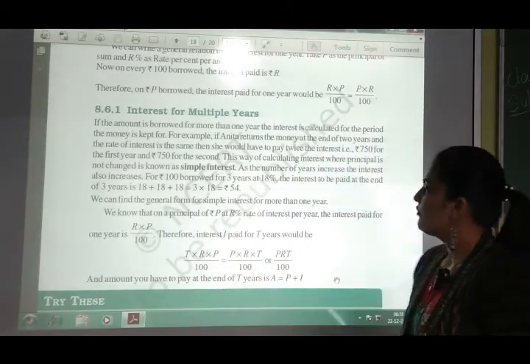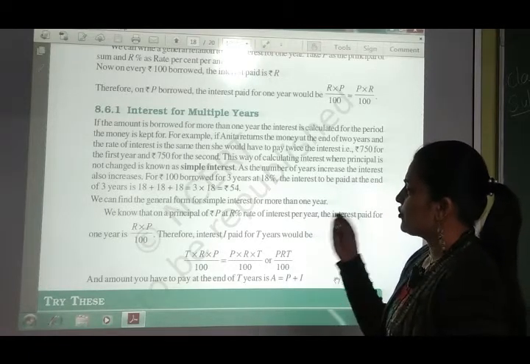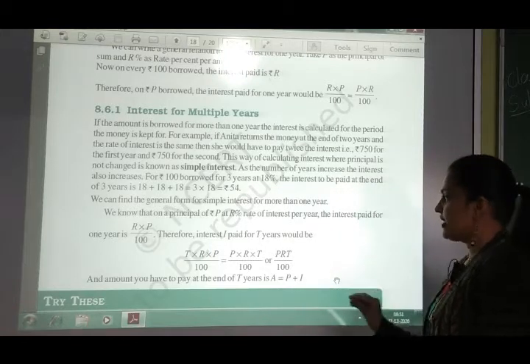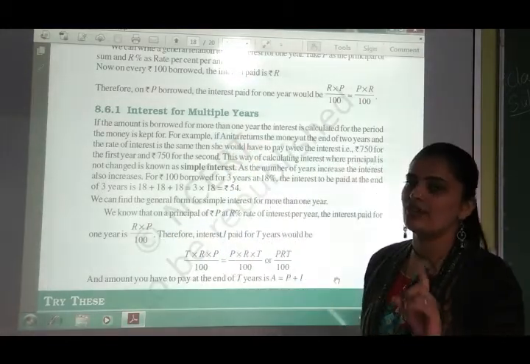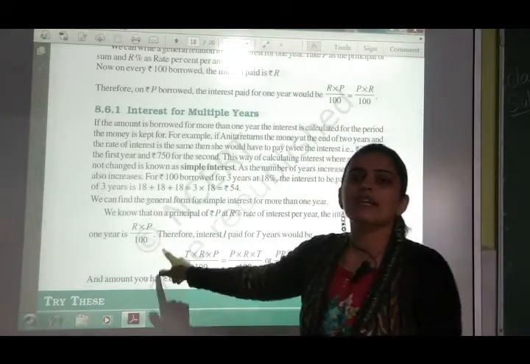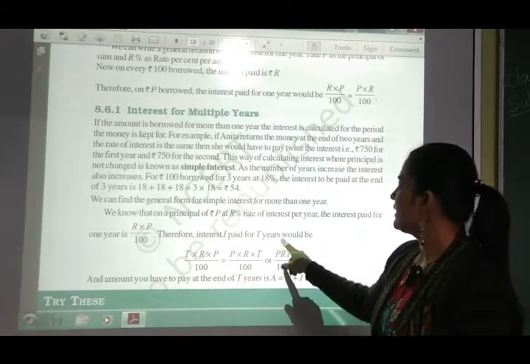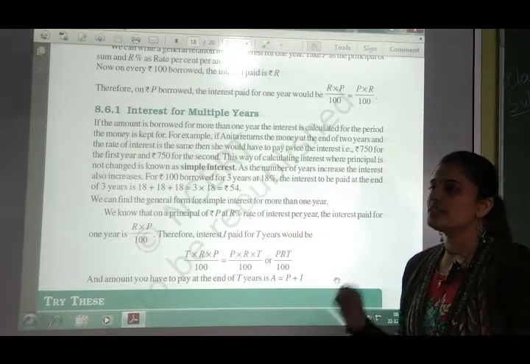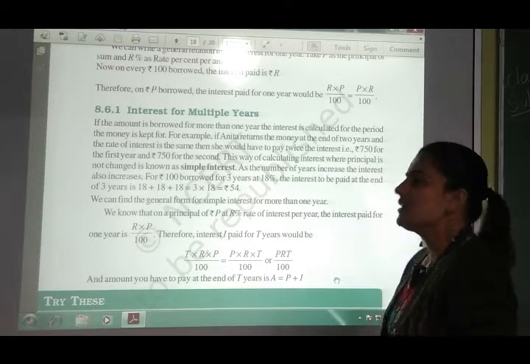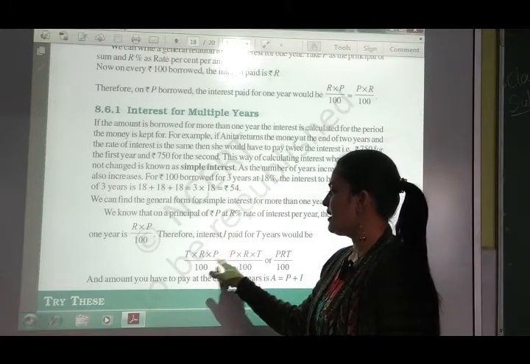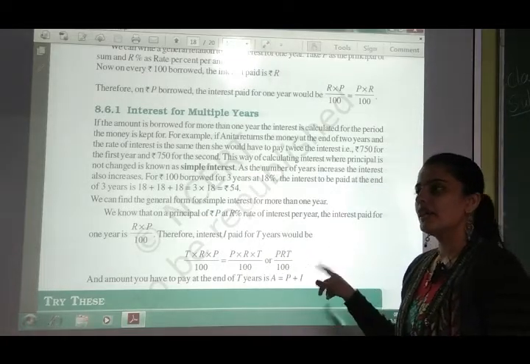We can find the general form for simple interest for more than 1 year. We know that on a principal of rupees P at R%, that is the rate of interest per year, the interest paid for 1 year is R multiplied by P upon 100. That we have seen earlier: for 1 year, simple interest is equal to R multiplied by P upon 100. Therefore, the interest I paid for T years, where the time is not 1 but multiple years, will be T multiplied by R multiplied by P upon 100. That is P multiplied by R multiplied by T upon 100, or PRT upon 100.